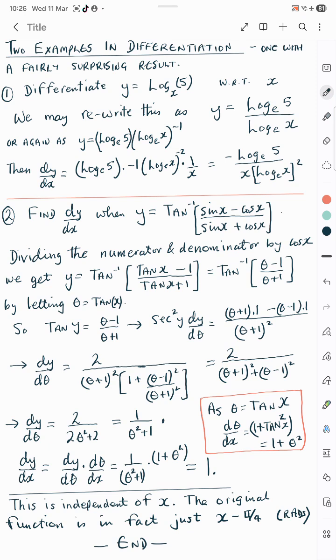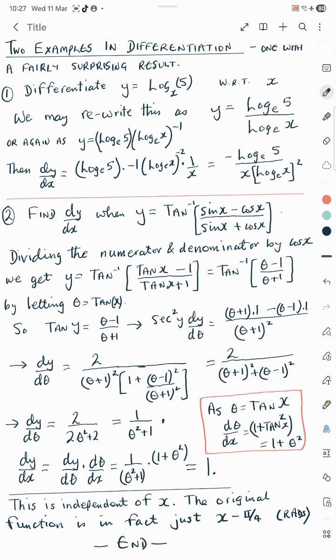So we have dy/dx then equals the constant log to base e 5, and then differentiating the logarithm part, that would be minus 1 times (log to base e x) to the power minus 2 times the differential of log to base e x, which is 1 over x. And that quite easily comes down to minus log to base e 5 all over x times (log to base e x) all squared. That finishes the first part.